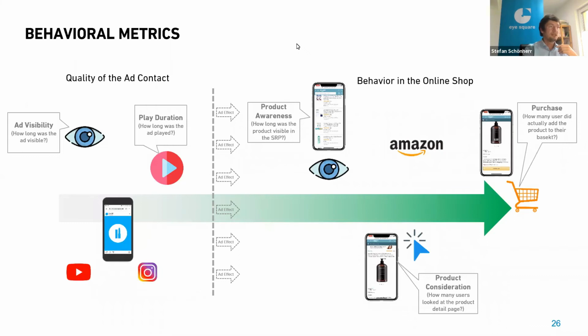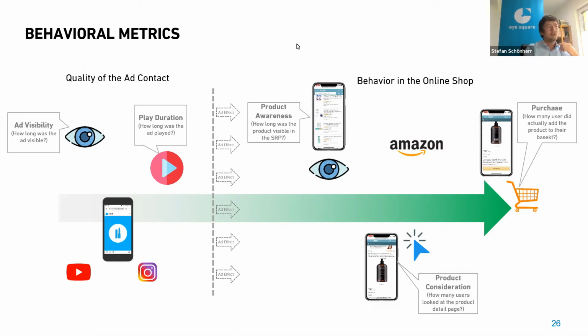And it's another overview of all the behavioral metrics. We know from ad contact that these behavioral metrics provide a much deeper data and insight level, and we're hoping that they will do the same in the e-commerce environment. What we have here is two things we focus on in the study. In the ad contact phase, we have ad visibility, how long the ad was visible, and play duration, how long the ad was actively played.